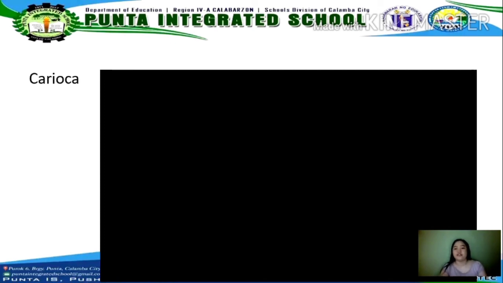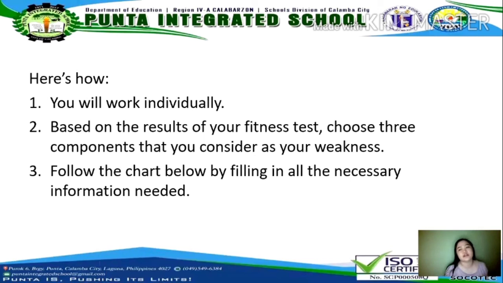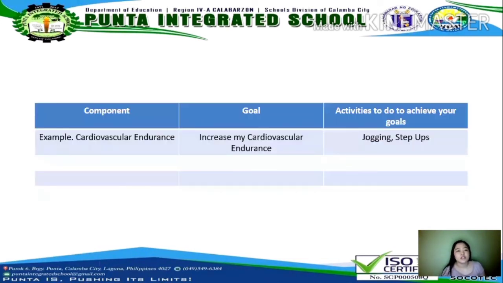Okay, very good class. I know that you are tired, but we have an activity. Here's how you will work individually. Based on the results of your fitness test, you have to choose three components that you consider as your weakness. And then follow the chart below by filling in all the necessary information needed. This is the example chart. Your component, your goal, and then the activities that you need to do to achieve your goals.